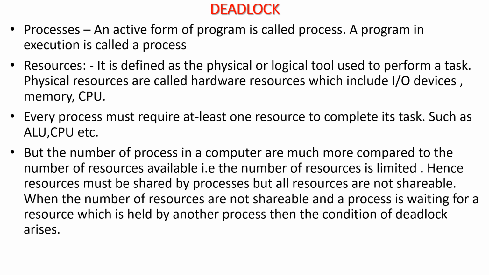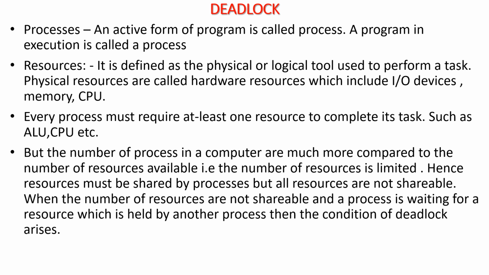So when we say process, what we mean is, when a program is in execution, then we call that a process. Means the active form of a program is called a process. A program is a passive form of a process, and when a program is in active form, means when it is executing, then it is called a process.